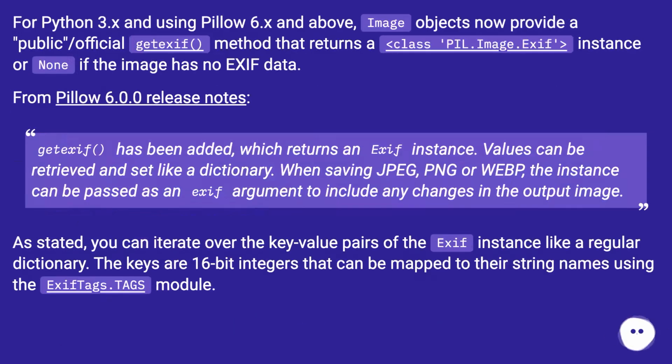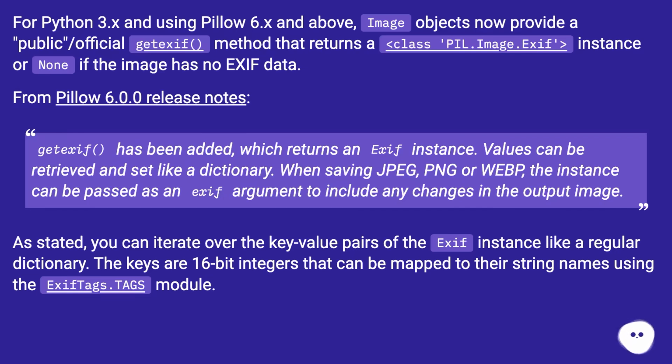For Python 3.x and using Pillow 6.x and above, image objects now provide a public/official getexif method that returns an Exif instance, or None if the image has no Exif data. From the Pillow 6.0.0 release notes: getexif has been added, which returns an Exif instance. Values can be retrieved and set like a dictionary.